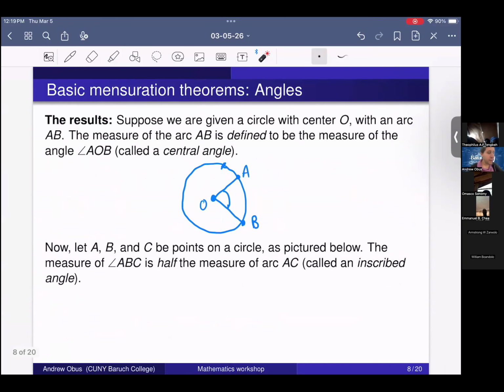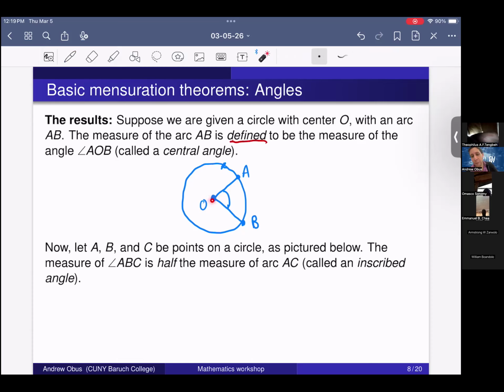So back to this. We're talking about angles. The measure of the arc AB is defined to be the measure of the angle. So if this angle is 70 degrees, then the arc is also 70 degrees. We measure these arcs by degrees. So the measure of the entire circle would be 360 degrees. And whatever angle you have in here, the measure of the arc is the same thing. Again, this is just a definition.